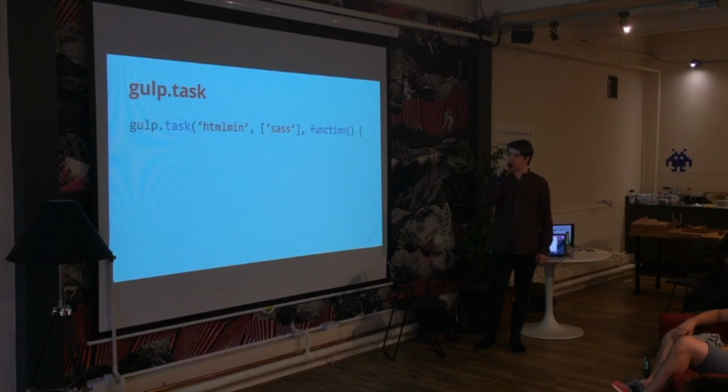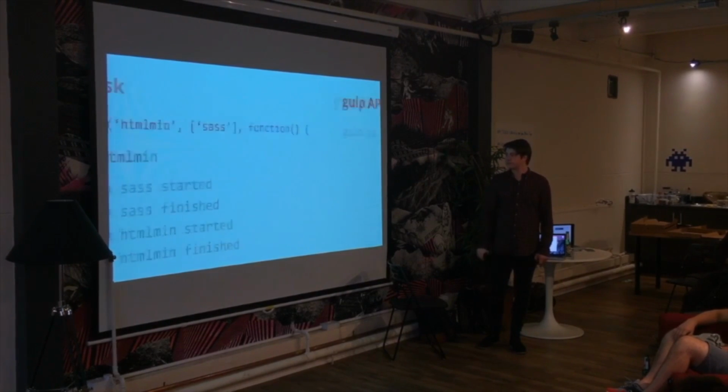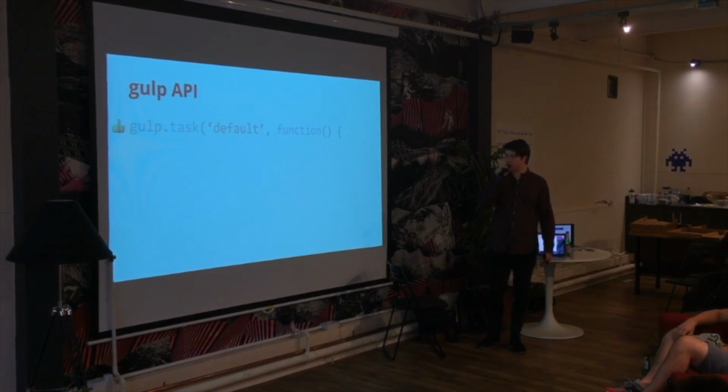So here we've got an example. We'll set up a task name as HTML min and set a dependency of Sass. So when we run gulp html in our command line, it's going to find out that Sass is a dependency and start that task. And once that task finishes, it's going to start the HTML min task. And this is what your command line output will be like. So that's gulp.task.